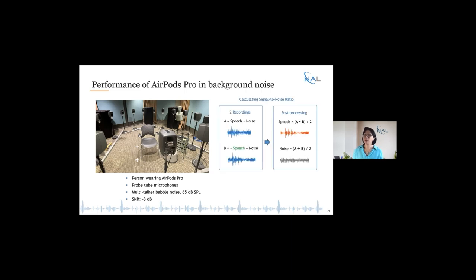And then we use this phase inversion method to calculate the signal-to-noise ratio. I won't go into too much detail, but basically we play two successive recordings, one with the phase of the speech signal inverted, and then when we subtract those signals, we can extract the speech. When we add them, we can extract the noise and then calculate the signal-to-noise ratio.